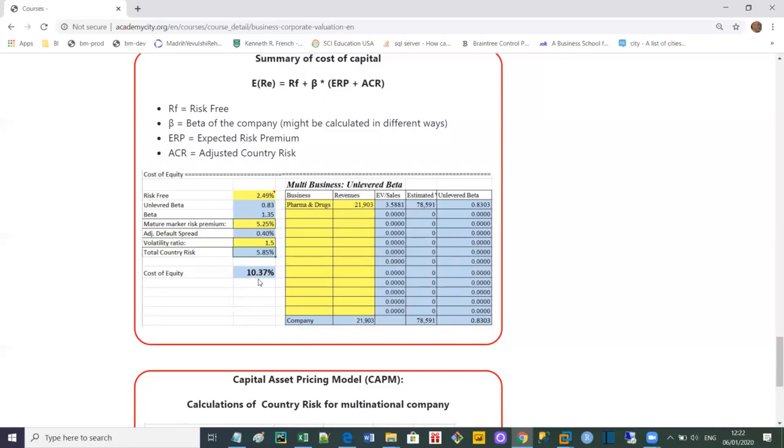The hard part in your paper will be finding out if the company is operating in several industries. If you see that the major operation is in one industry and the others are relatively small, you can ignore them for the paper. Okay, so just take the major one and plug it here. You will automatically find the unleveraged beta and the leveraged beta for you.